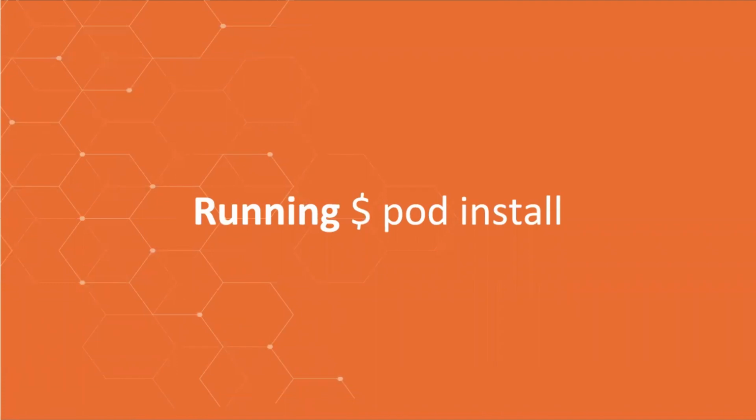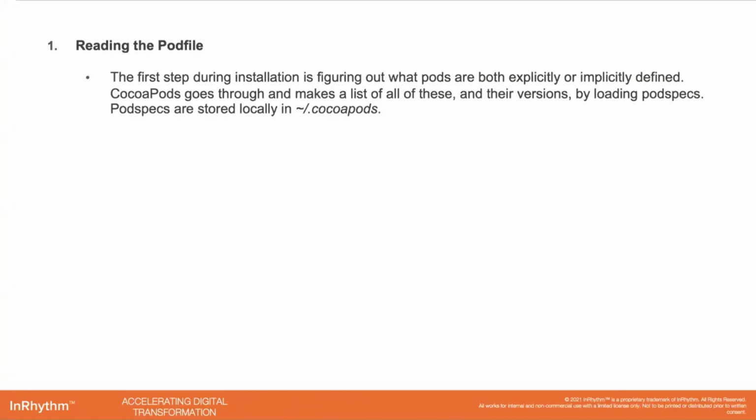So when we run pod install, there are multiple steps which are done one by one. So first of all, CocoaPods is reading the Podfile where we specify all the pods we need to add to the project. And CocoaPods just goes through this and makes a list of all pods by loading pod specs. And these pod specs are stored locally in the CocoaPods folder.